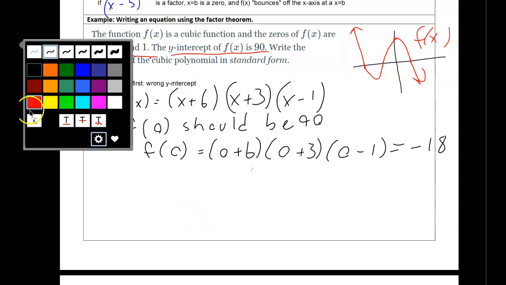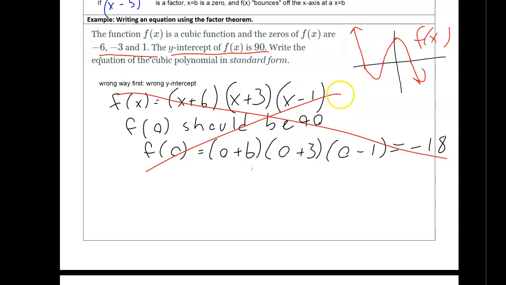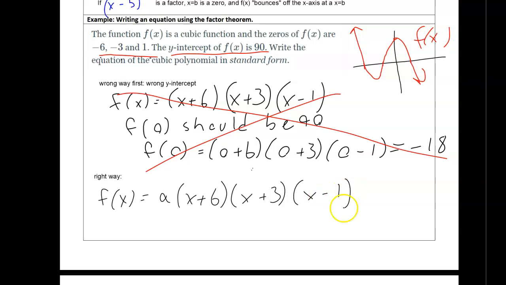So to fix that, we are actually going to do the right way. We're going to write almost the same thing, but we're going to include a value, essentially a scale factor from our transformation. So I'm going to put a in front, and then I'm going to write all of my factors, right? And now we have the same zeros. So when I plug in, for example, -6, this whole thing will be equal to 0. If I plug in 1, this whole thing will be equal to 0. But this a allows me to scale it so that my y-intercept is 90.